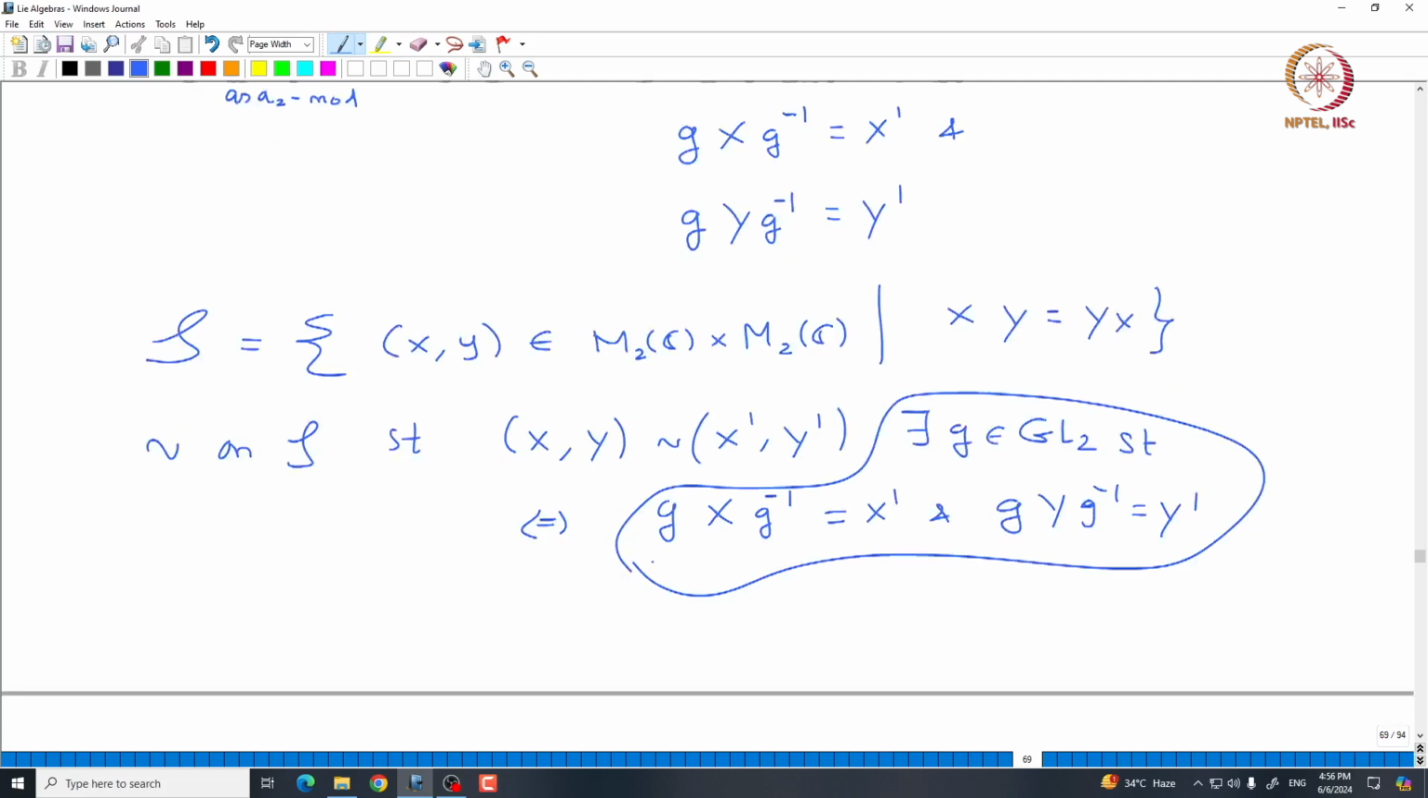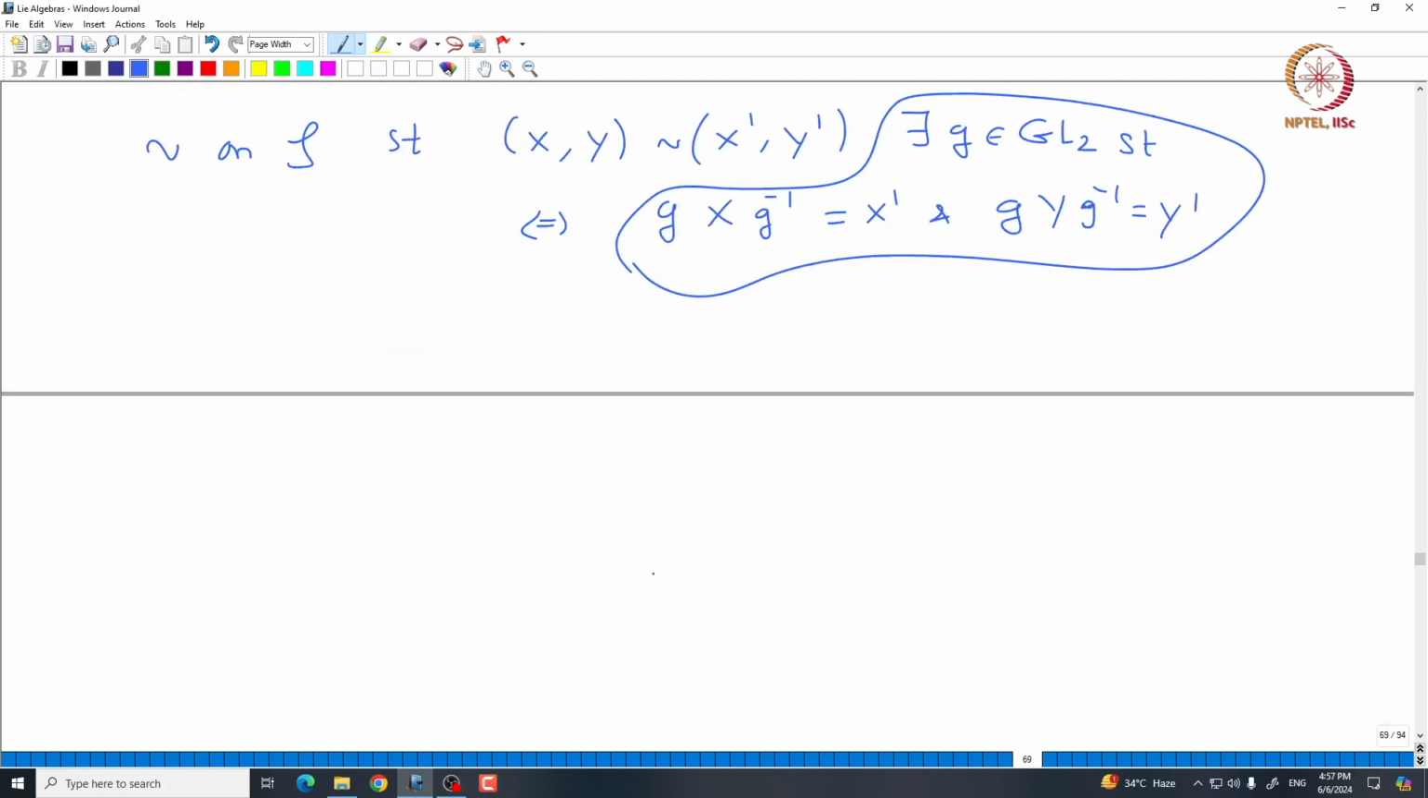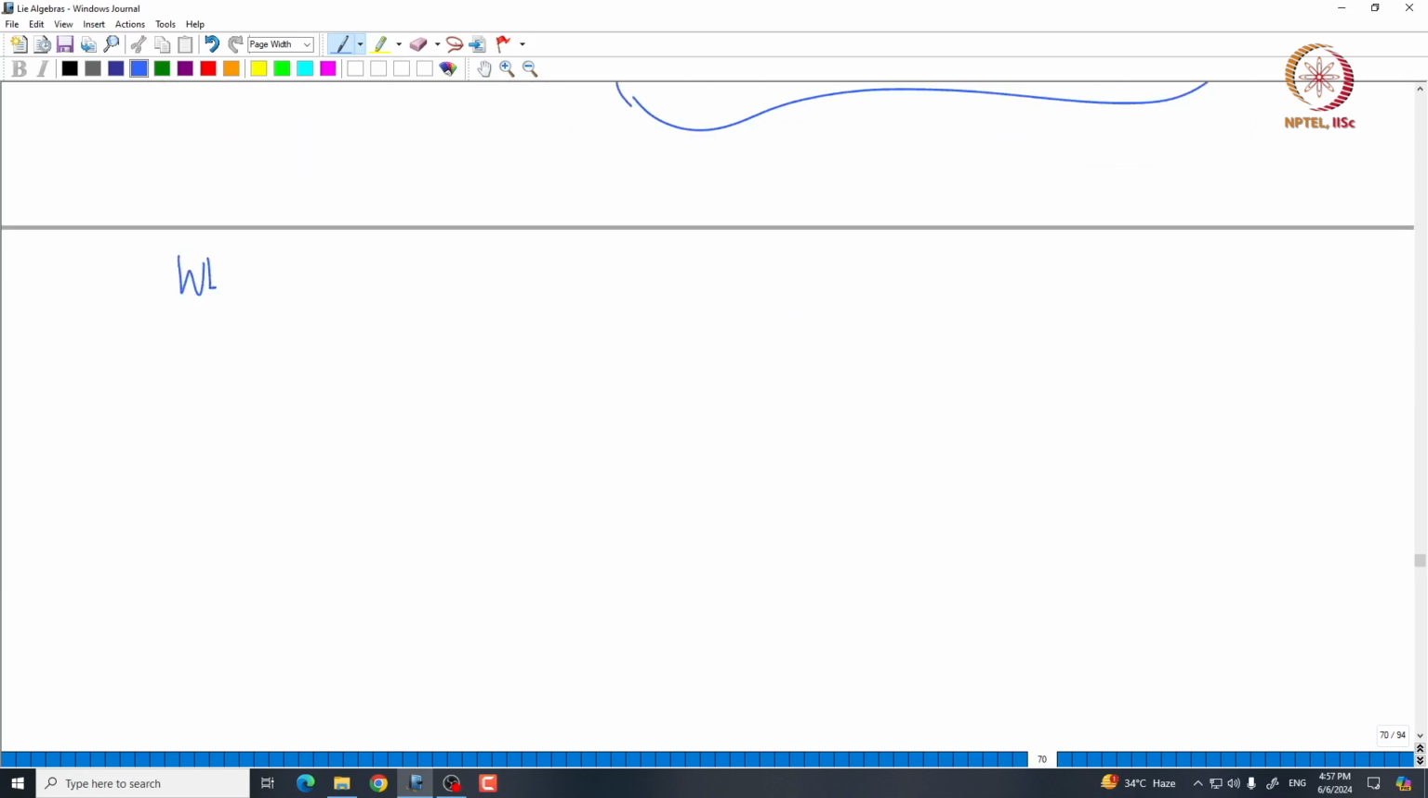Now if you think about it, any matrix can be transformed, up to conjugation, to its Jordan form, because we are working over complex numbers. We are simultaneously conjugating both x and y, so we can choose the conjugation of y so that y becomes Jordan form. So, without loss of generality, one can assume y is in its Jordan form.